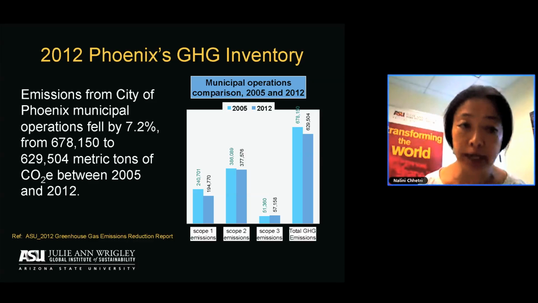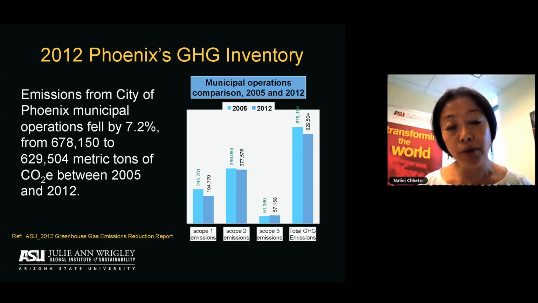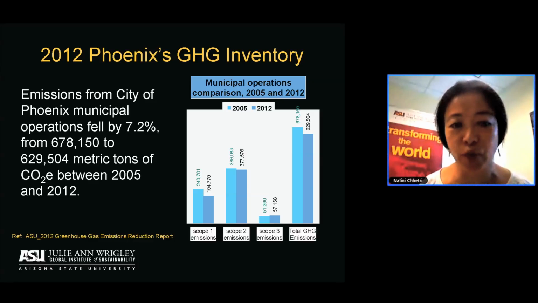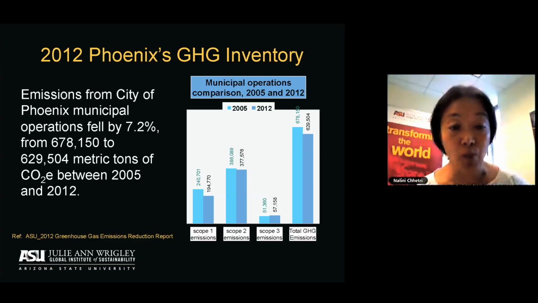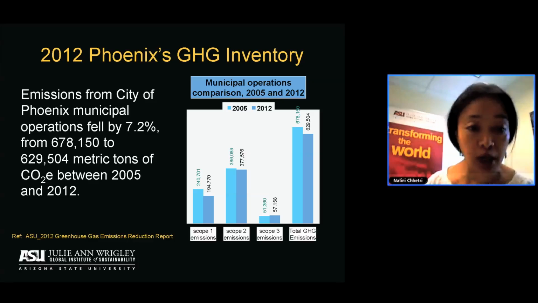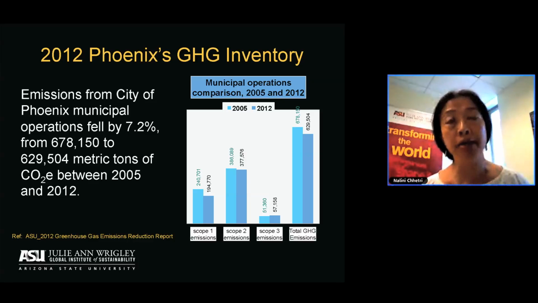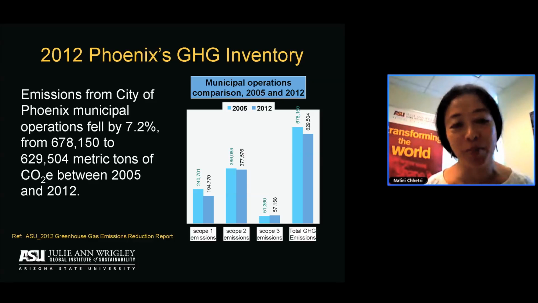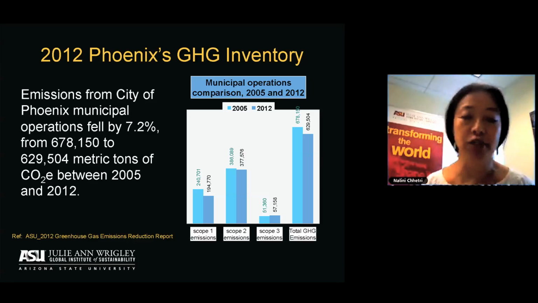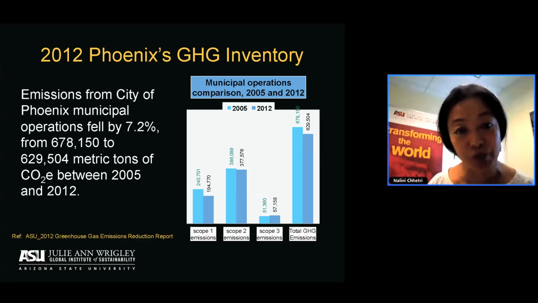When we completed the emissions inventory in late 2013, we were happy to report, and the city was ecstatic, that the operations emissions fell by 7.2% from their original 678,150 metric tons to 629,504 metric tons of carbon dioxide equivalent. And this was great for the Democratic mayor at that time. It was a good PR soundbite to use. That also motivated the city council to look at the regional greenhouse gas emissions inventory.